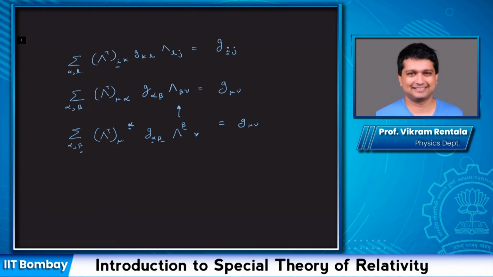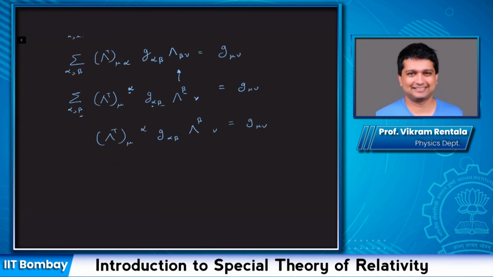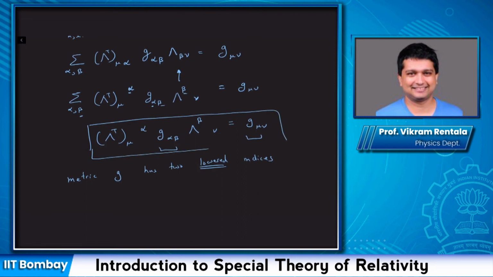All right. So when we do this, what we get is lambda transpose mu alpha g alpha beta lambda beta nu is g mu nu. And now what you see is, with this convention, the metric g has two lowered indices. Okay, and this is the defining equation of the Lorentz group in index notation.